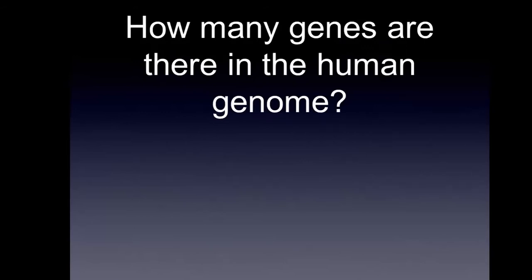How many genes are there in the human genome? Well, we figured this out not that long ago, just over 10 years ago. Scientists used to think it was probably hundreds of thousands because we're such complicated creatures. We were a little surprised to find that it's only about 23,000 genes. You know, those genes can interact with each other in many different ways, but it's only about 23,000 genes.